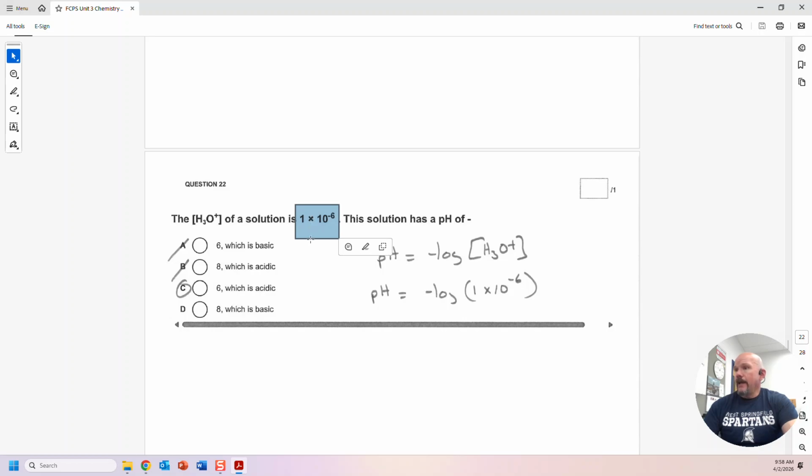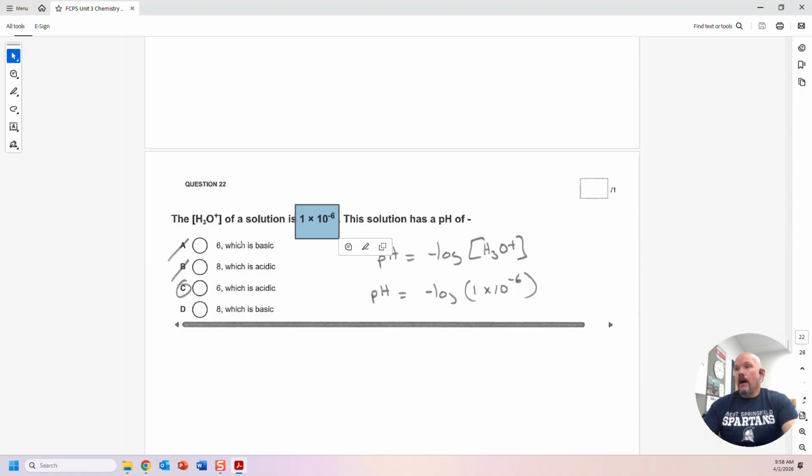pH. And it's easy when it's in scientific notation, and this number's 1. When I take the negative log of this, the answer is going to be 6. So it's going to be a pH of 6, and then we have to remember that a pH of 6 means acidic, right? Less than 7 is acidic, greater than 7 is basic.